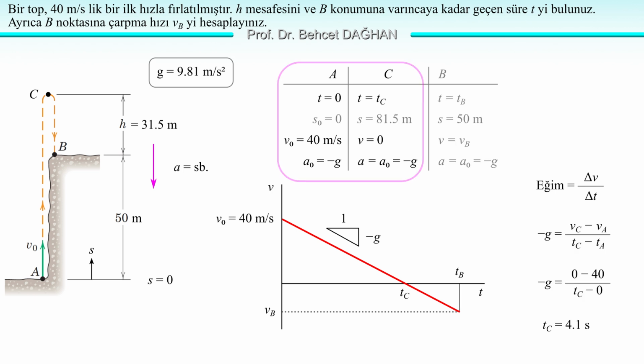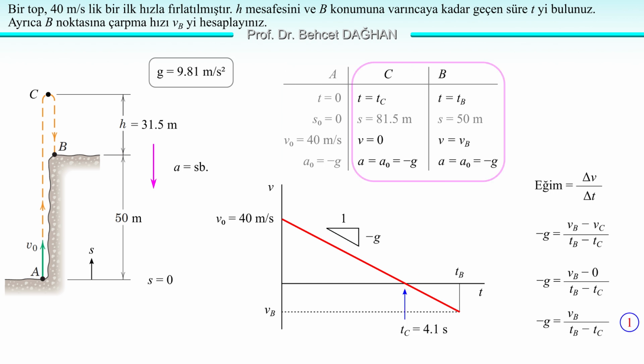We're considering points A and C as the intervals. The final position is position C. The initial position is position A. I subtract the initial velocity from the final velocity. I find delta v. By subtracting TA from the final time, TC, and choosing TA as 0, I find delta t. We already know the slope is minus g. If we do the necessary calculations, we find tc equals 4.1 seconds. It reaches position C in 4.1 seconds. In other words, the point marked tc on the graph, where it returns, is 4.1 seconds.